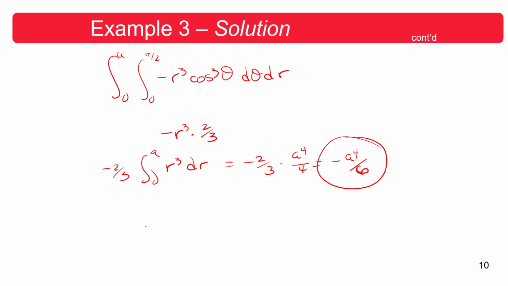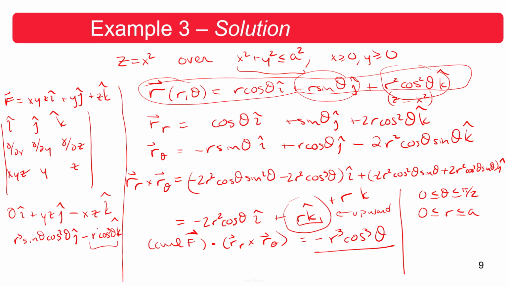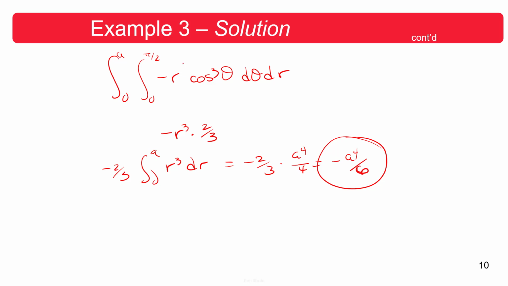That's it, that's the value of the integral. Oh dear, that should be r cubed. I apologize, which means this should be r to the 4th, so we get a to the fifth over 5, which gives us negative 2a to the fifth over 15. I apologize, I missed a power of r in the curl. This is now correct: negative 2a to the fifth over 15.